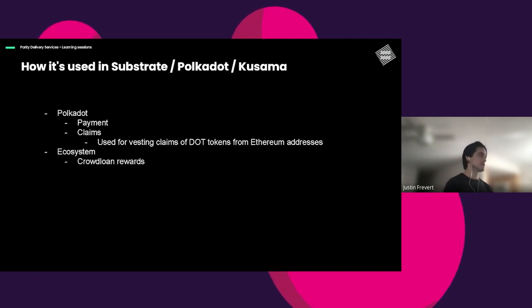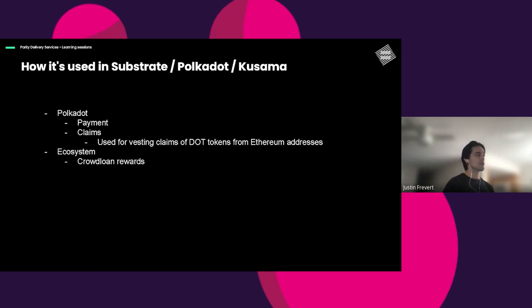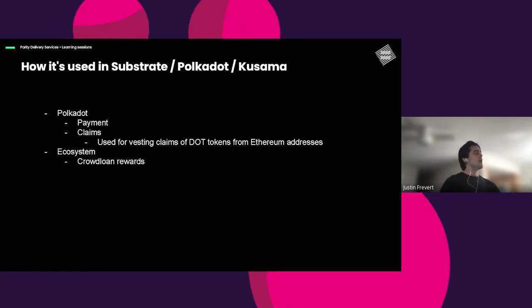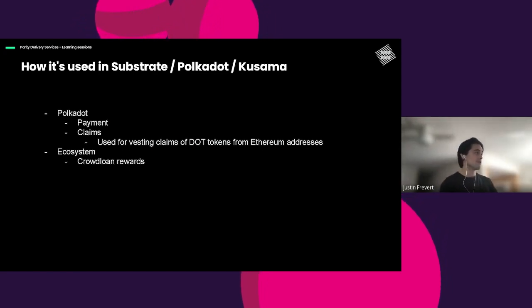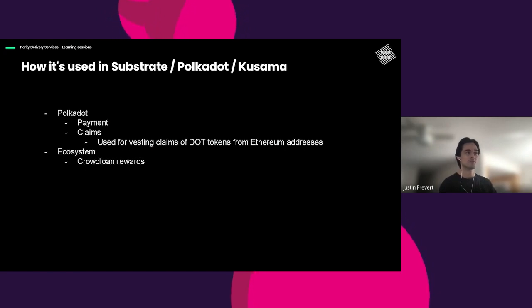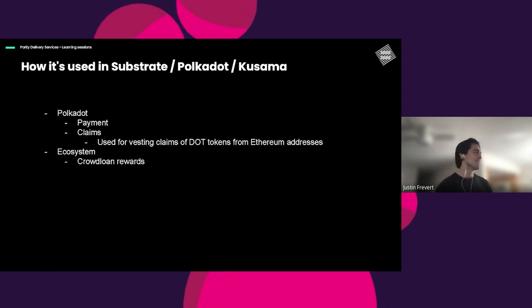To talk about how it's used in the ecosystem, we looked around and tried to find some places where vesting is used. In Polkadot, it's used for payment. Members of Parity who are in countries that allow payment in crypto are able to receive payment through the vesting pallet. I'm not one of those, so I can't really speak to this process, but maybe some of you are familiar with it.